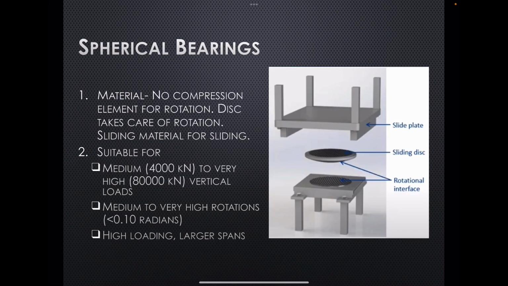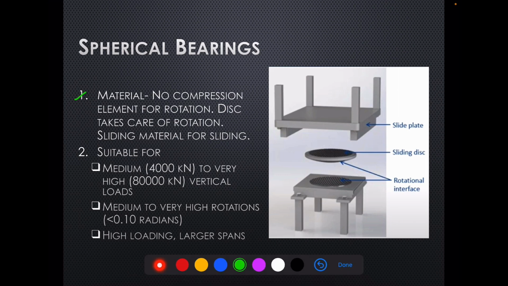Next is spherical bearings. In spherical bearings, as far as material is concerned, there is no compression element like the elastomer in the pot PTFE bearing. So for rotation, there is no need of any compression element. Basically, the disc is taking care of rotation. So this is the sliding disc, and this is its rotational interface. It is housed into this cup type of arrangement.